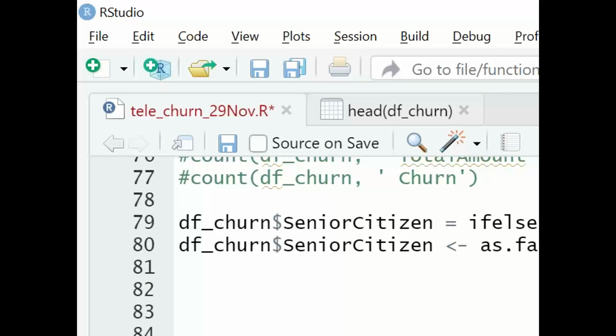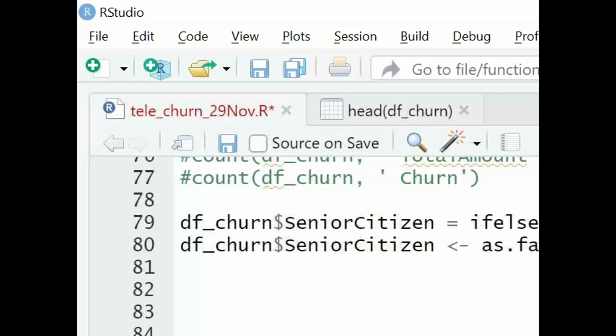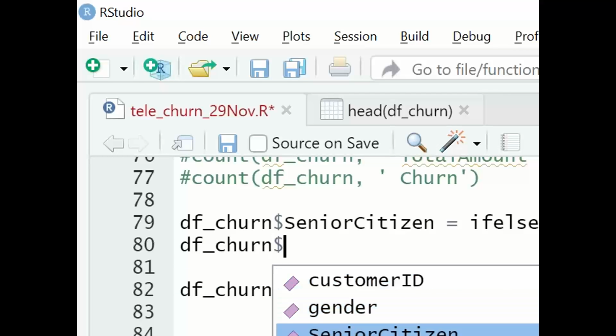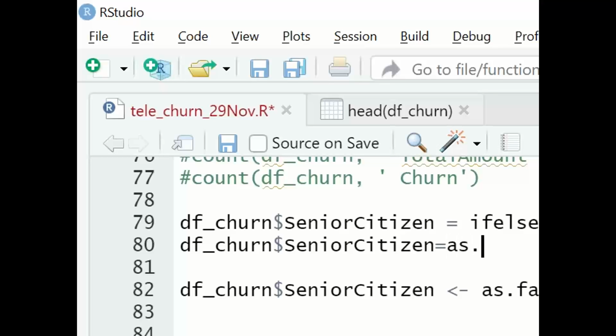If you have to do this, there are two ways of doing it. One is you can first convert the data into a factor, and then say if the value is 0, make it no, if the value is 1, make it yes. How can I convert a variable into a factor? I will use as.factor on the variable, df_churn$SeniorCitizen. This command will convert the variable into a factor.